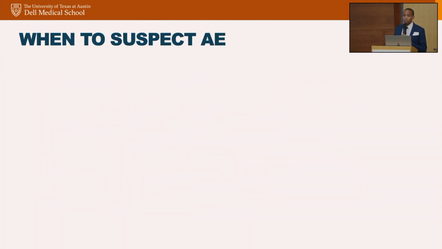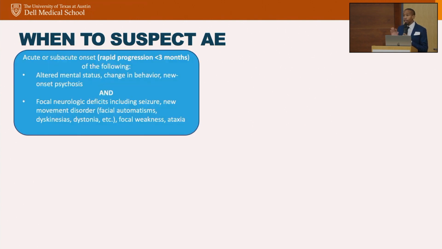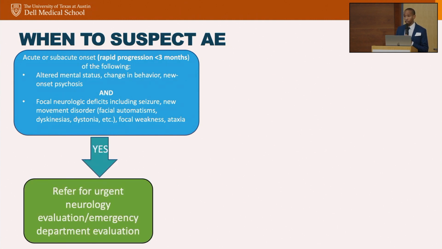So when should you suspect autoimmune encephalitis or NMDA receptor encephalitis? The classic presentation, and I apologize, this is small writing, is an acute to subacute onset of, once again, those neurologic symptoms, seizure, movement disorder, with some sort of behavioral change. That's the classic presentation. Any kid that has that classic presentation should be referred to the emergency department for urgent neurologic evaluation and management.